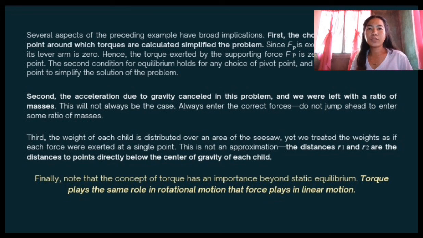Third, we need to remember that the weight of each child is distributed over an area of the seesaw. Yet, we treated the weights as if each force were exerted at a single point. This is not an approximation. The distances R sub 1 and R sub 2 are the distances to points directly below the center of gravity of the two children.